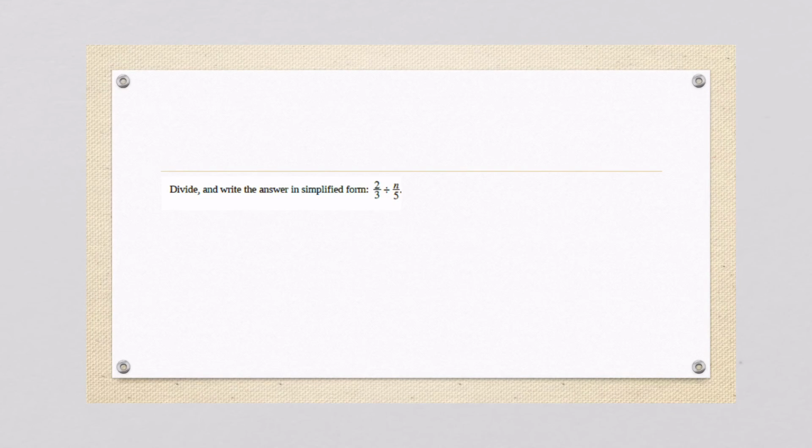Okay, so let's look at this one. So again, 2/3 divided by n over 5. According to fraction division, you keep the first one, you change your sign to multiplication, and you flip your second one. And now you just multiply straight across. 2 times 5 is 10. 3 times n is 3n. And there's nothing else we can reduce there, so 10 over 3n, or 10/3n, is the answer.